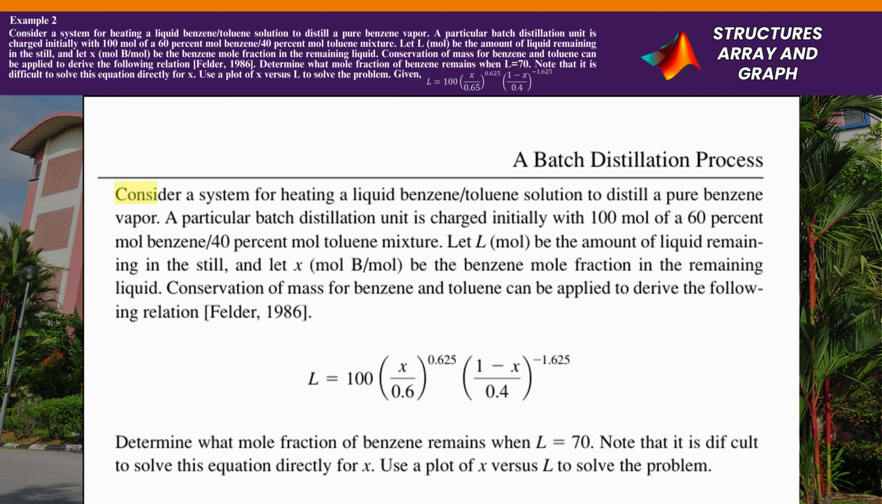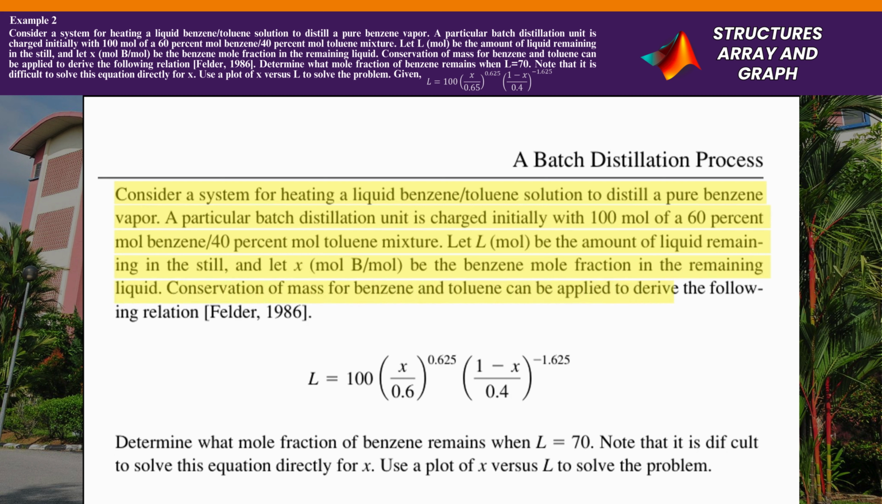Consider a system for heating a liquid benzene/toluene solution to distill a pure benzene vapor. A particular batch distillation unit is charged initially with 100 moles of a 60% mole benzene/40% mole toluene mixture. Let L, mole, be the amount of liquid remaining in the still, and let X, mole B/mole, be the benzene mole fraction in the remaining liquid.